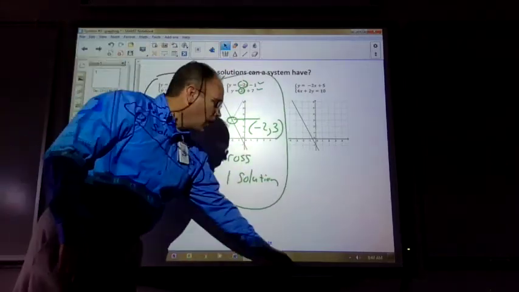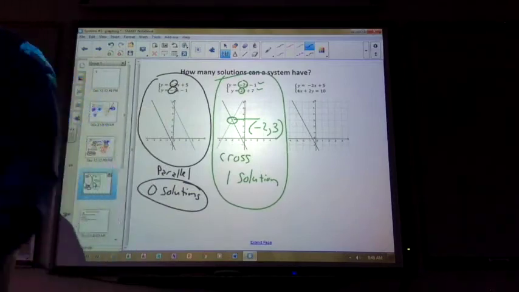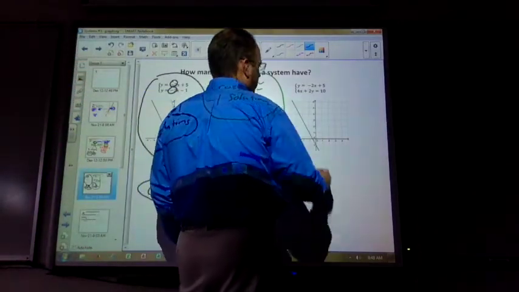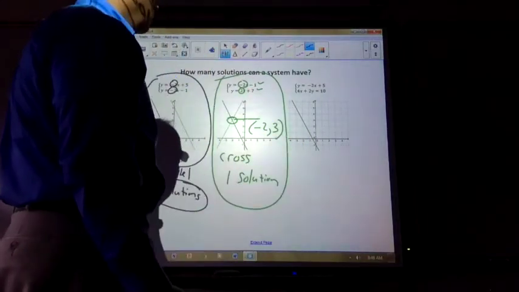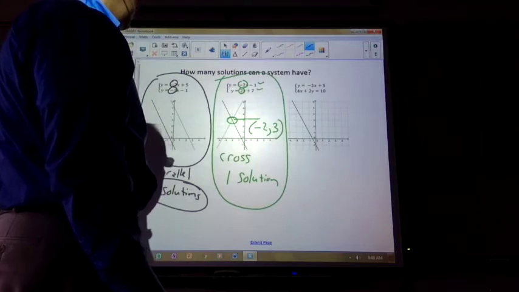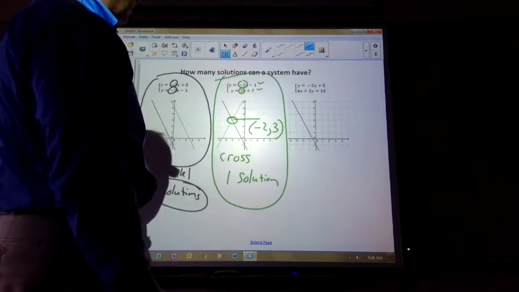Now, I see only one line graphed up here. So if I graph this first one, I didn't even have the graph right.